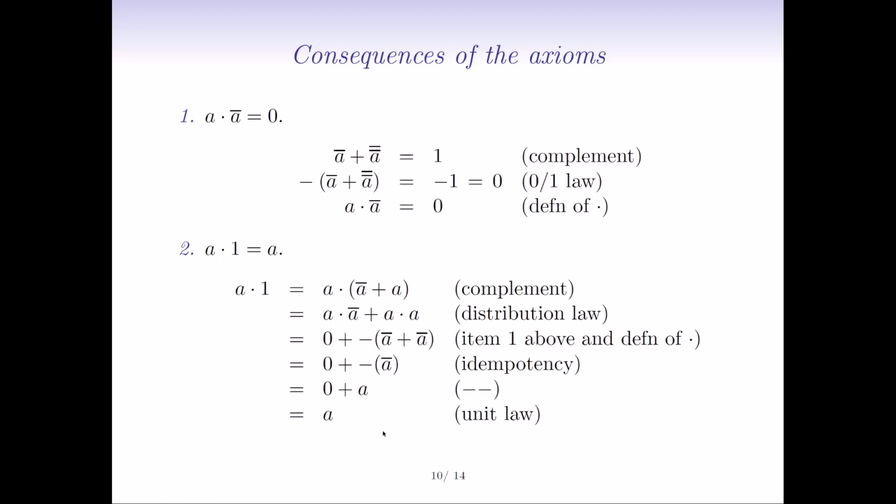So, fairly straightforward. As a little exercise, you might like to prove some more interesting things. You could prove a dot 0 equals 0. In other words, a and false is false. And the law a plus 1 equals 1. In other words, a or true is true.